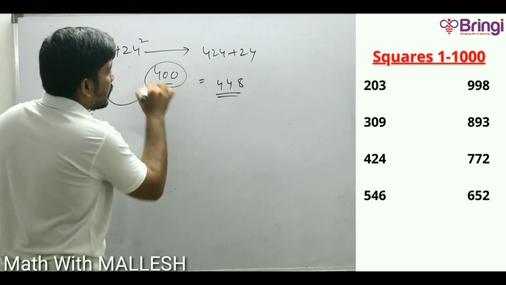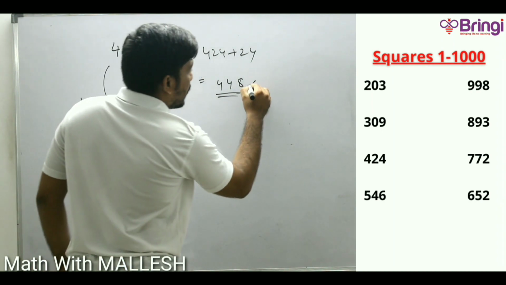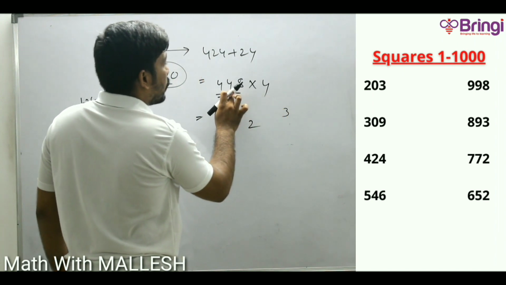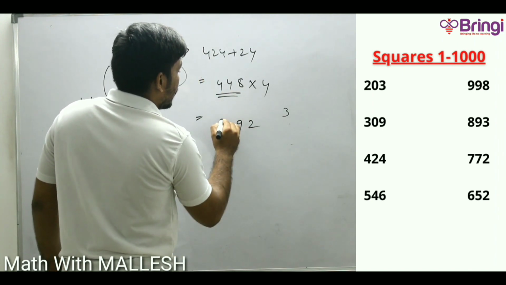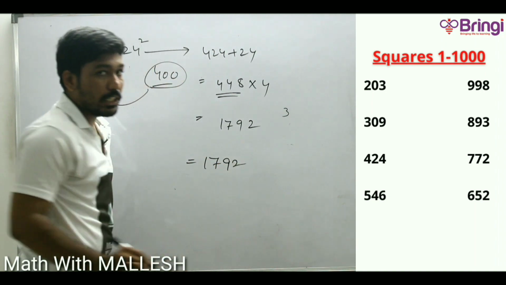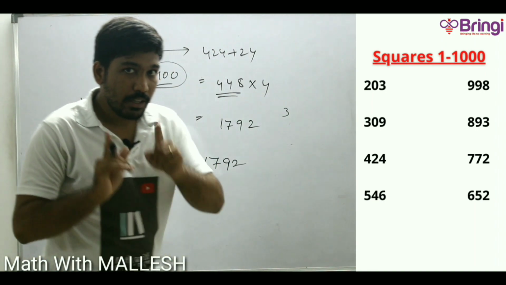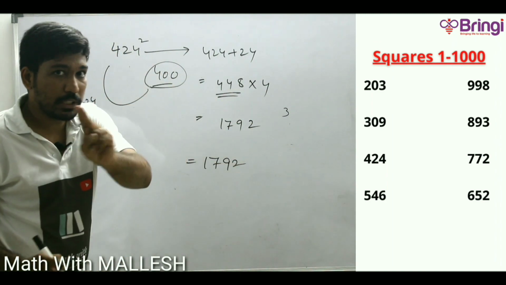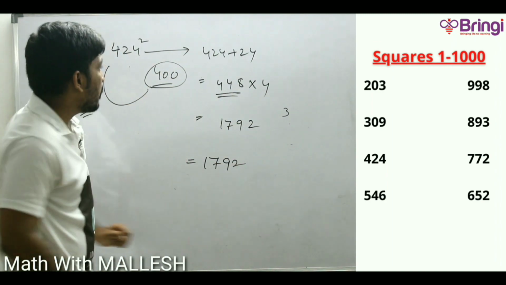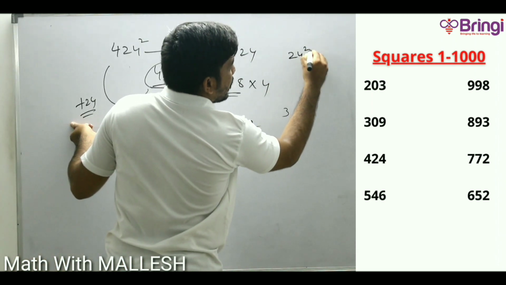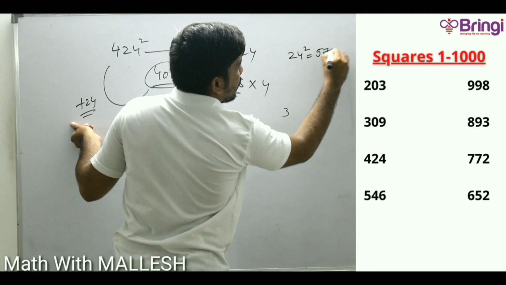Multiply with 4 because the base is 400. So multiply with 4. 4 8s are 32, 3 carry. 4 4s are 16, plus 3 carry, 19, 1 carry. 4 4s are 16 plus 1, 17. So how much we got? 1792. It's clear for you. Now first step, add 24 to itself and multiply with 4. 2 steps completed. Now the final step is 24 is there. 24 square is equal to 576.